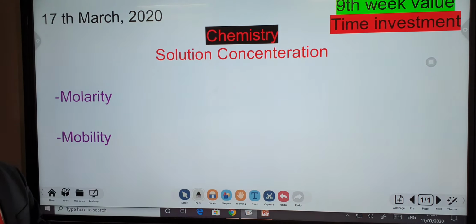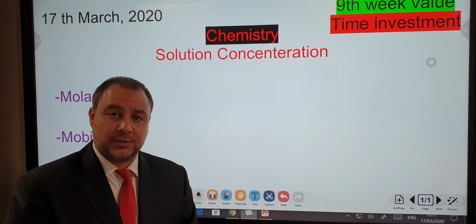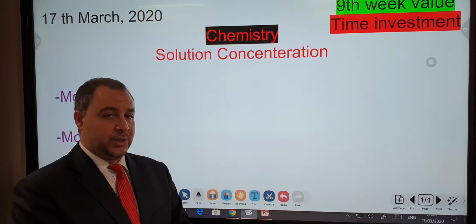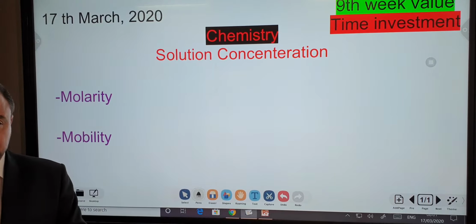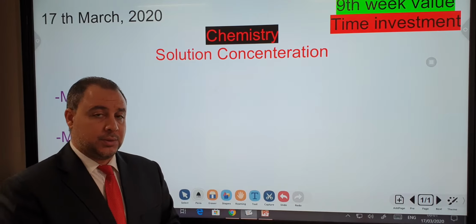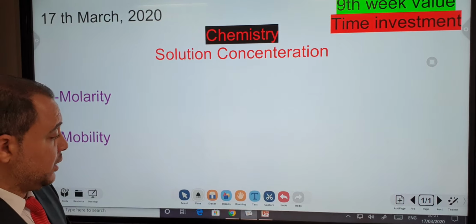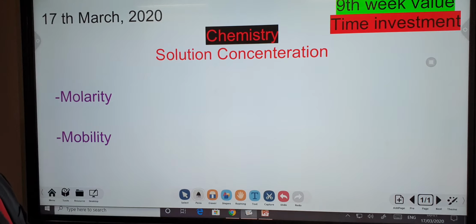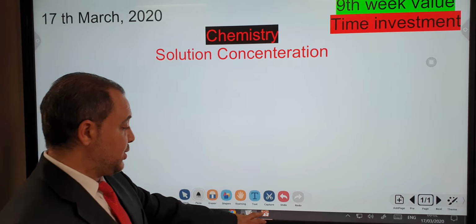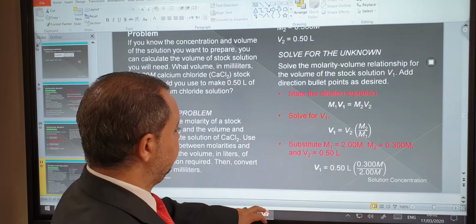We studied part 1 of solution concentration before, and we studied the meaning of solution, and we solved some problems about solution concentration. Now we are going to complete molarity, and the difference between molarity and molality. Listen, please.